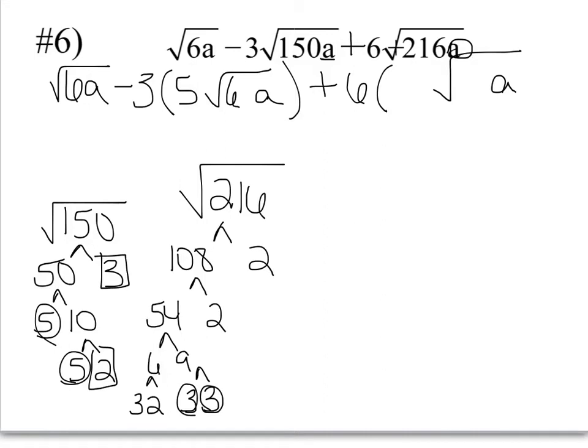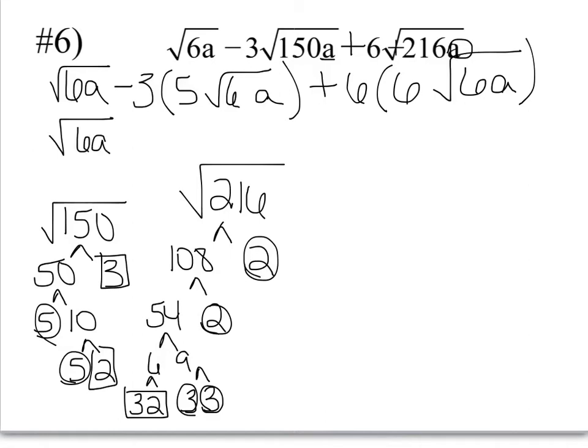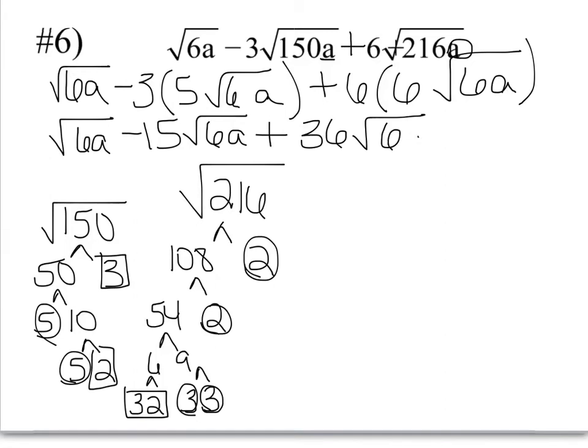So I can bring a 3 out front and a 2 out front, which means I can bring a 6 out front. And I'm left with 3 times 2, which is 6, which is in the parentheses under the radical. So I have the square root of 6a. Negative 3 times 5 is negative 15. So minus 15 square root of 6a. Plus 6 times 6 is 36 square root of 6a.